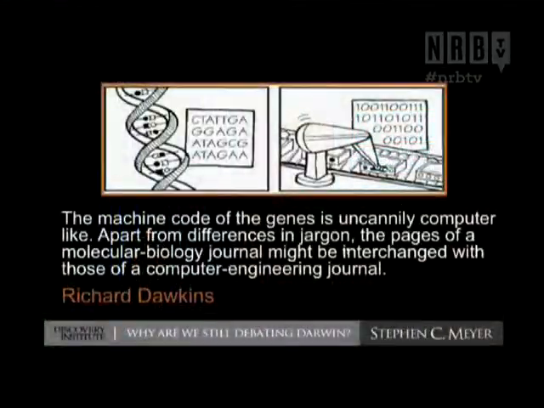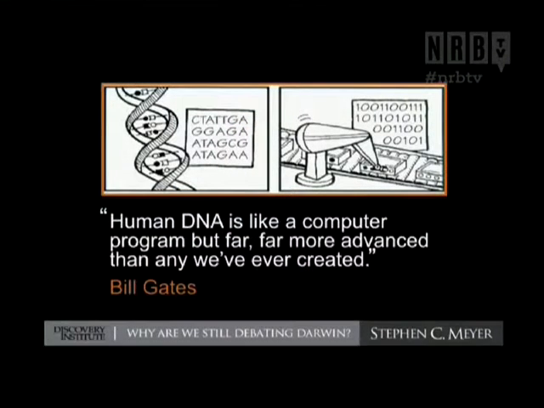Richard Dawkins says that the machine code of the genes is uncannily computer-like. Apart from differences in jargon, the pages of a molecular biology journal might be interchanged with those of a computer engineering journal. We have digital code, we have replication, all this intricate information processing system. Bill Gates, our local hero out in the Seattle area, says DNA is like a computer program, but far more advanced than any that's ever been created.